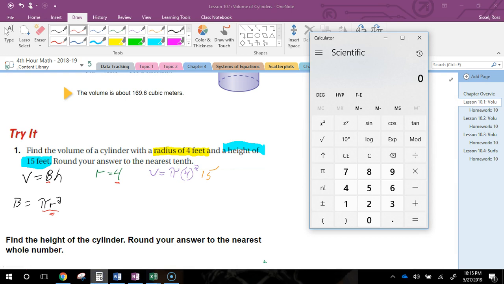I have my calculator out to show you how we use this. I'm going to first do 4 squared. So 4 squared is 16, 4 times 4. And then we times it by 15 equals 240. And then I have to times it by pi. So I'm going to go times, and there's my pi button. And that tells me what pi is, and I hit equals. So we get 753.98.